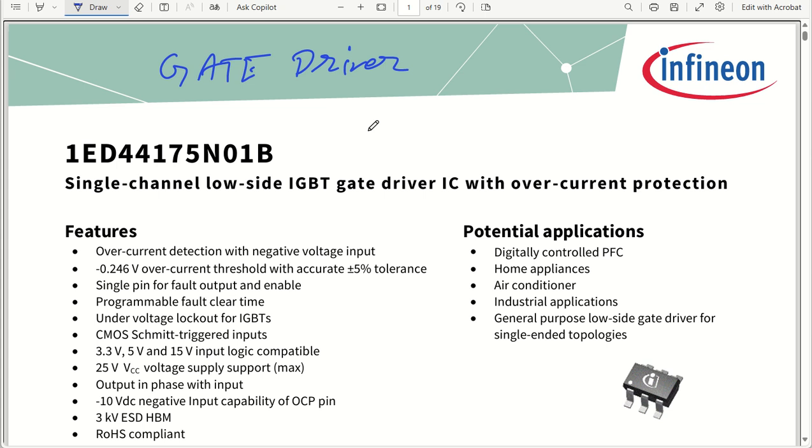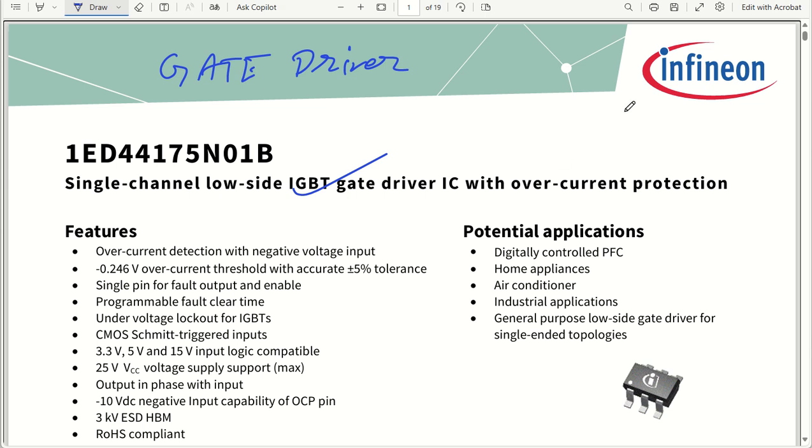So we have reached a situation where we can start talking about some simple circuits for PFC, power factor correction, or some power devices. So why don't we start with a single channel low side gate driver IC with overcurrent protection features as well.